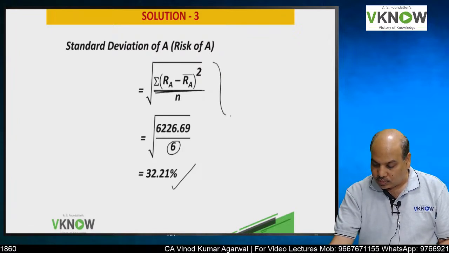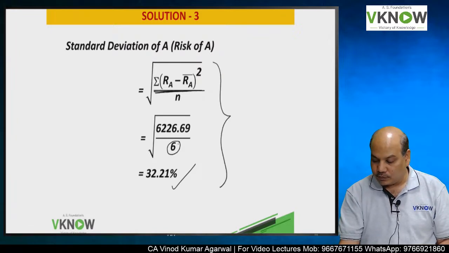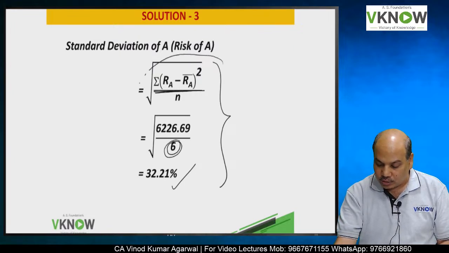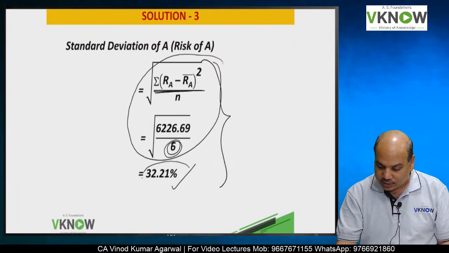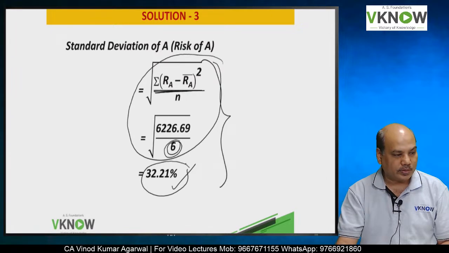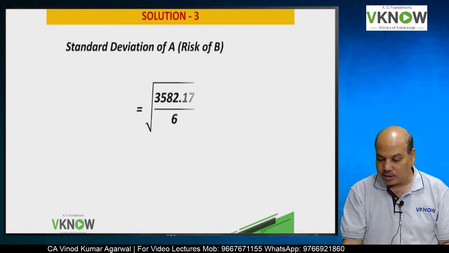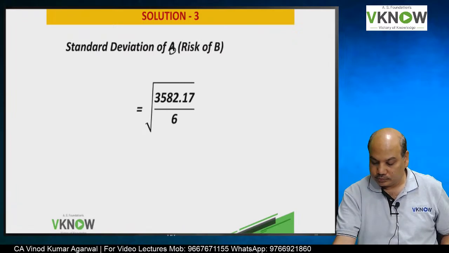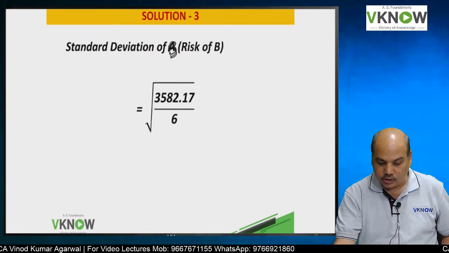Now students make two mistakes here. First of all, they do not divide by 6. Sometimes they do not write all this formula and directly do the calculation on calculator and write. In both cases you will lose marks. Now repeat this for B. Standard deviation of B.